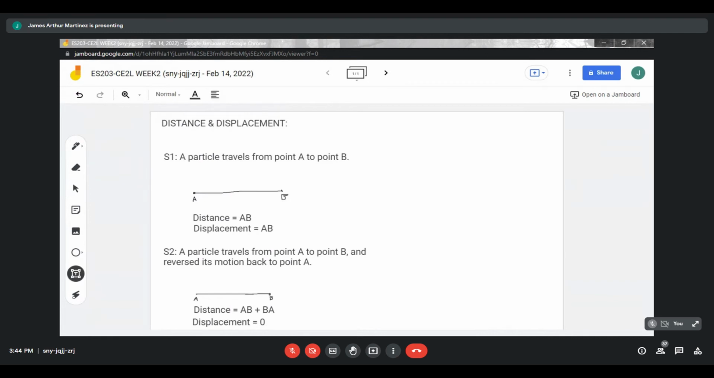So let's have another, last situation for distance and displacement. A particle travels from point O to point B and reverses its motion and reaches point A.